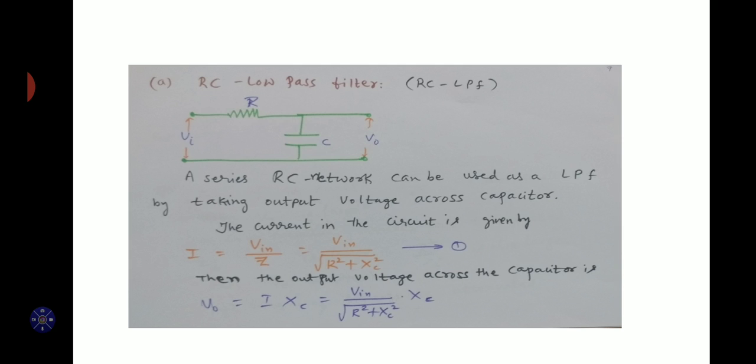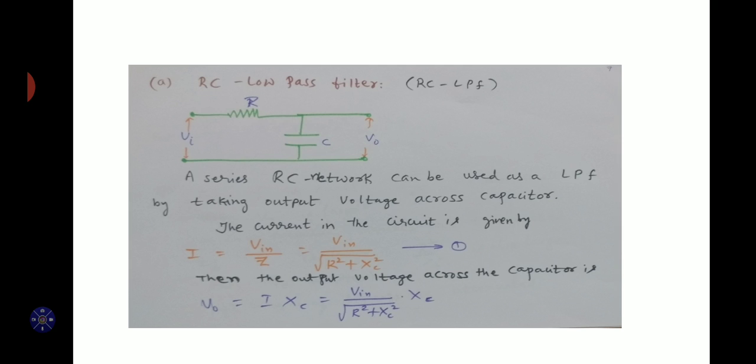Here, suppose I is the current flowing through the RC low pass filter circuit. According to Ohm's law, current equals voltage by resistance. Here I is equal to VIN by Z, where Z is the impedance of the circuit. This Z depends on the resistance and XC, the capacitive reactance. Therefore, you can see equation 1. Current I equals VIN by Z, where Z is the square root of R square plus XC square.